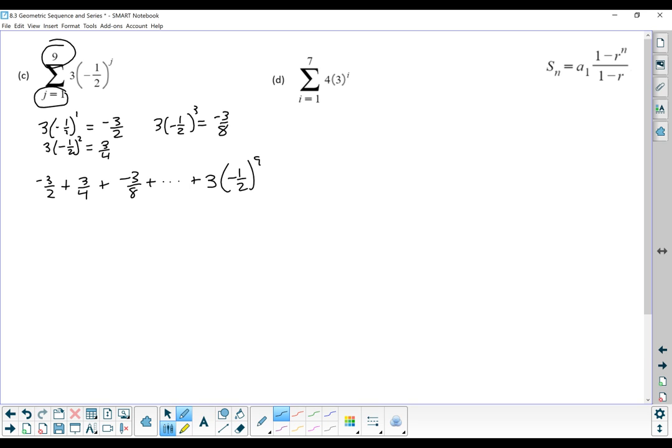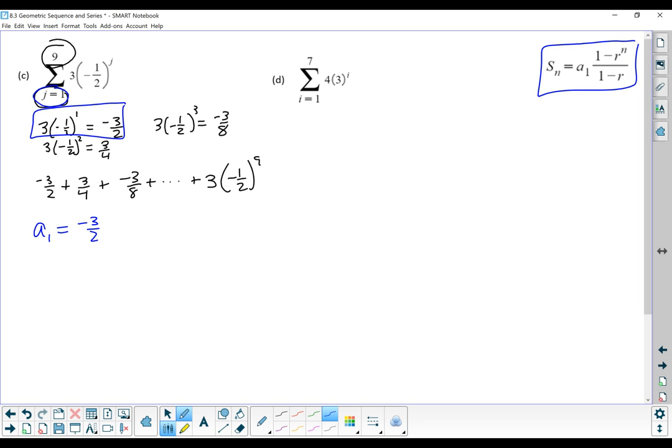So you don't need to write out what I wrote out. I just wanted to show you what it is and what that means. But in order to figure out the sum, we don't need to have a list of terms. We just need to know 3 things. We need to know the first term. Well, we got the first term by subbing in that first j value, j equals 1. So our first term is negative 3/2.